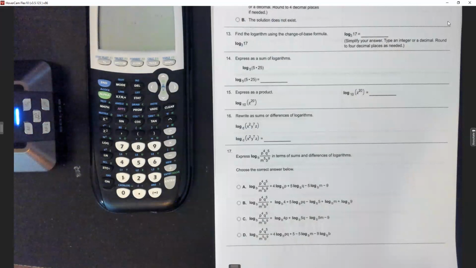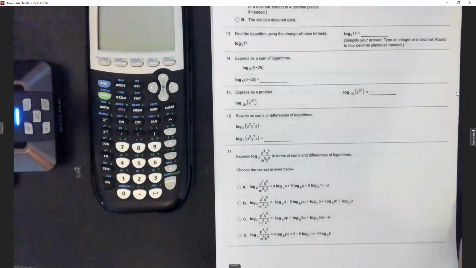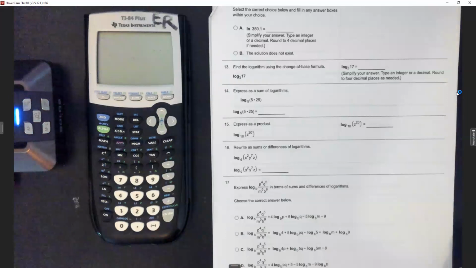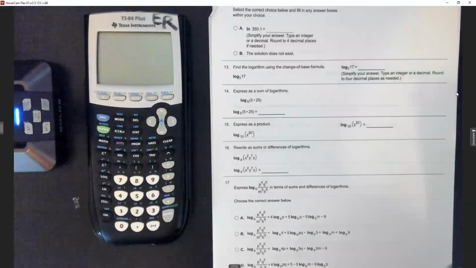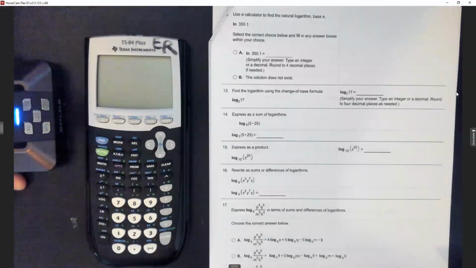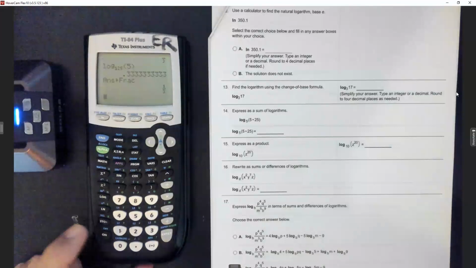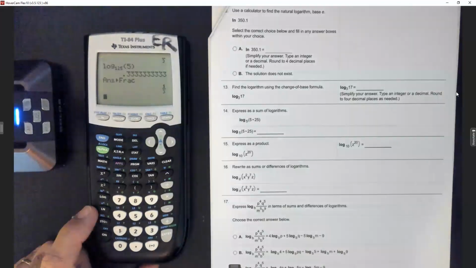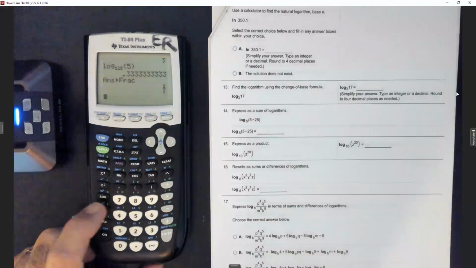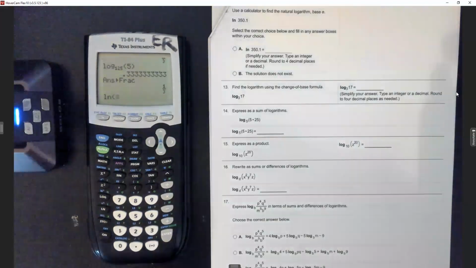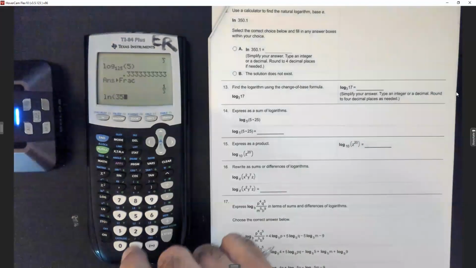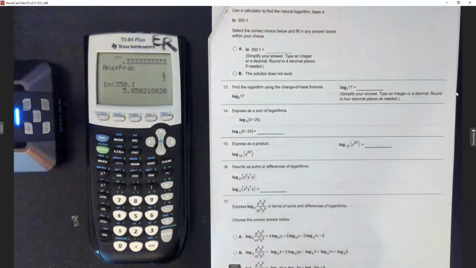All right, so let me come up. So this is the LN of 350.1. And they want us to, right here, it says, use a calculator to find the natural log. Well, the natural log is on the front of my calculator, that LN. And it's funny, math lab, we use a little LN, and here they got a big LN. But y'all just punch that in, LN 350.1, and hit enter. Now the trick on this, it wants it rounded 4 decimal places.